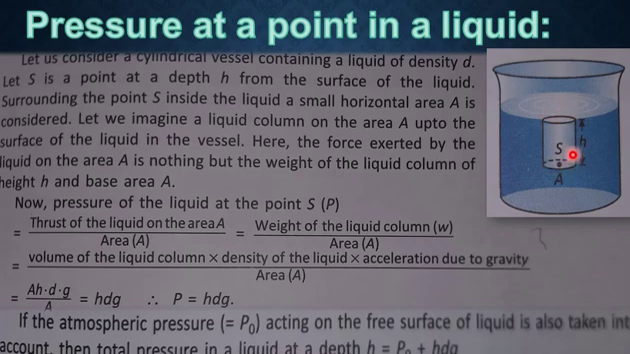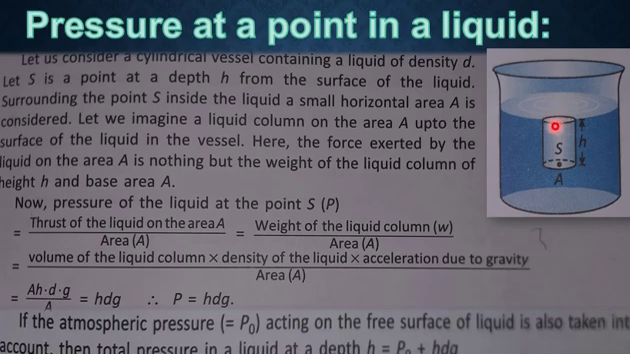Here, the force exerted by the liquid on the area A is nothing but the weight of the liquid column of height h and base area A. Means the force which is acting on this area is actually the weight of the liquid which is here inside this. Now if I want to find the pressure at this point, means at S, so that will be what? Thrust by area. So thrust of the liquid on the area A divided by this area A. Now thrust means what? The weight of this liquid column, whatever liquid is stored here inside, that weight of that liquid divided by this area.